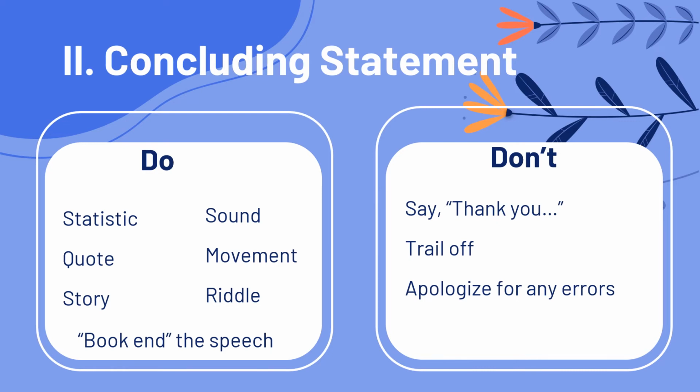And lastly, please don't apologize for any errors. Most likely, if you made errors in your speech, the audience does not know. So don't point them out. Instead, end the speech with the statistic, the quote, the story, the sound, the movement, or riddle, and then be done with it.